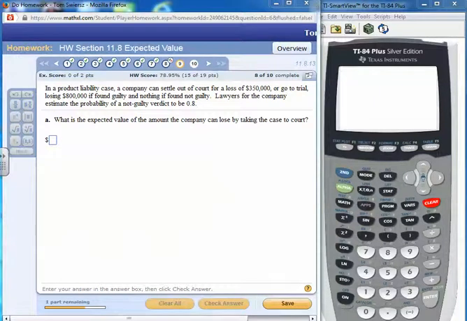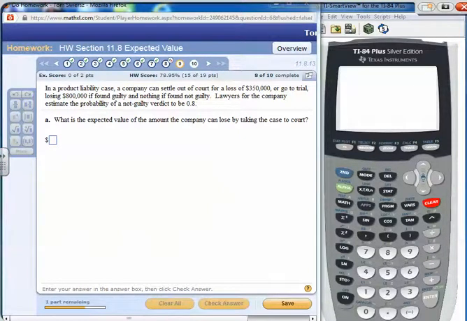Okay, in this video session, we're going to go ahead and do homework exercise number 9 from section 11.8, which is on expected value. All right, let's look at this problem. It says, in a product liability case, a company can settle out of court for a loss of $350,000. So they definitely can pay $350,000 if they go out of court, or if they go to trial, then they're either going to lose $800,000 if found guilty, or they won't have to pay anything if not found guilty. And so the company estimates that the probability of not guilty is 0.8. What is the expected value if the company can lose by taking the case to court?